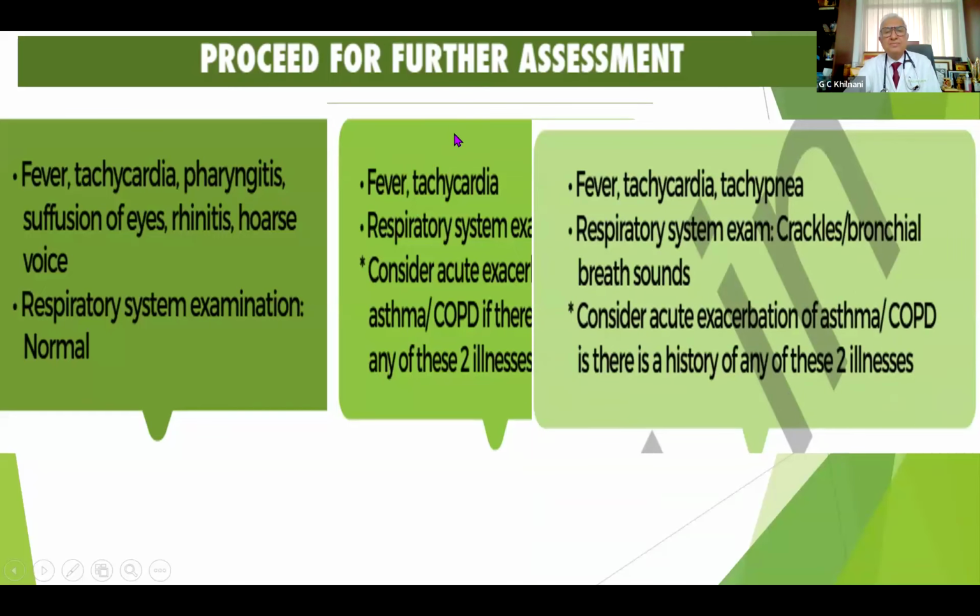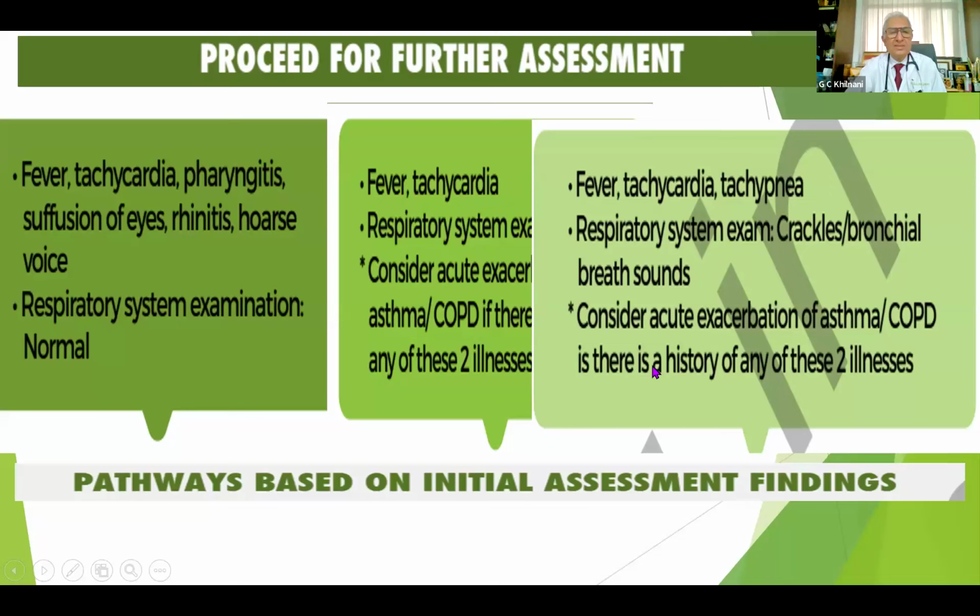Or if there is a fever, or respiratory involvement, if there is a tachycardia, you have to ask whether this patient has asthma. If there is a fever, tachycardia, a high respiratory rate, consider acute exacerbation. If there is any previous history of asthma, COPD, and I would also add interstitial lung disease. Now I'll be discussing pathways, how to assess these things one by one.